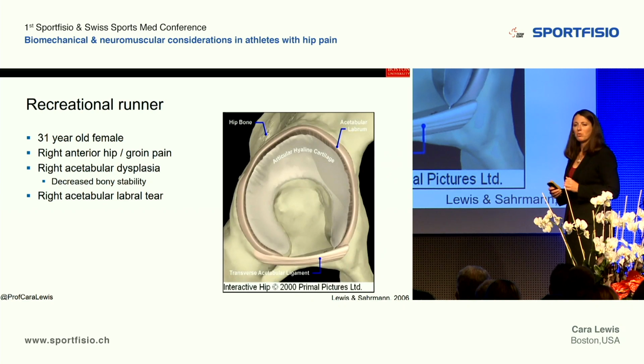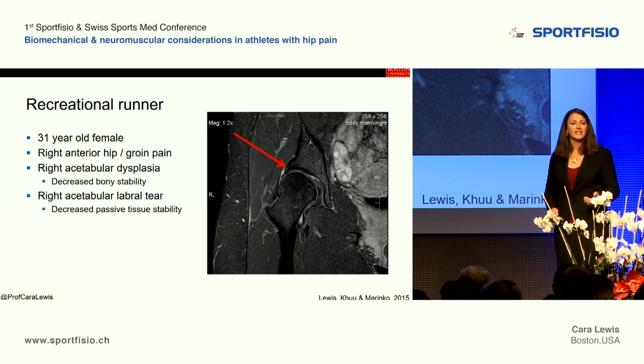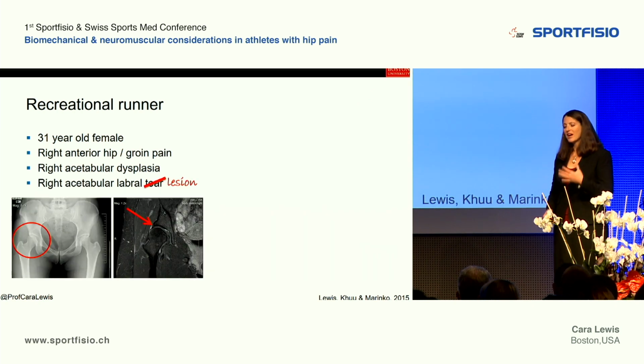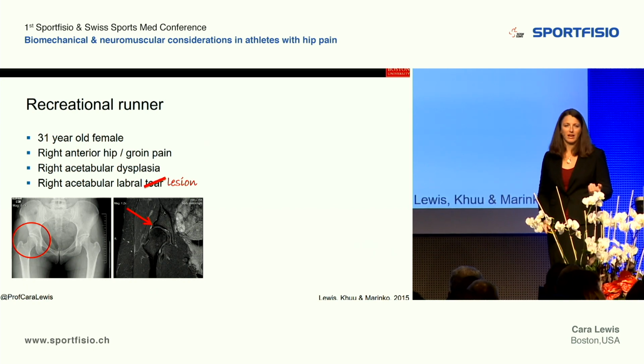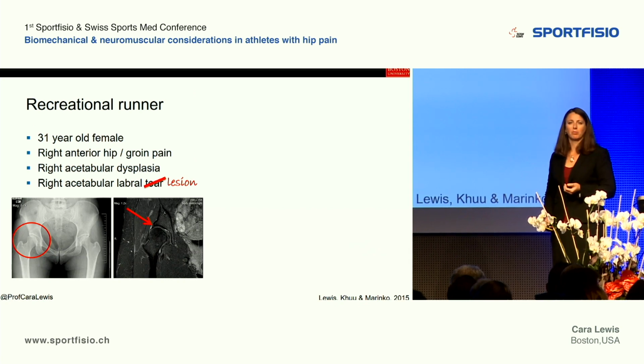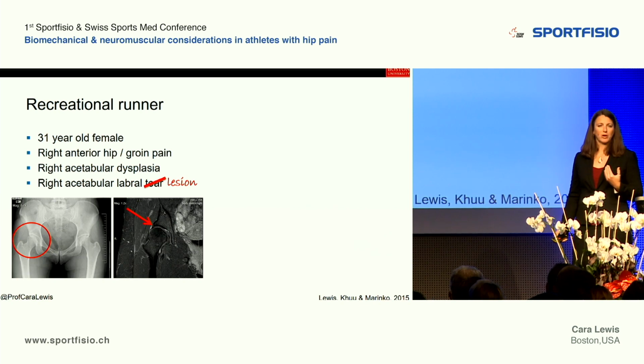And I agree with that terminology. So we've already heard what the labrum does. So it's there to add stability in multiple different ways and add that suction seal. And so we can interpret this for her when she has that tear as decreased passive tissue stability. So she has decreased stability from 2 different standpoints, from the bony standpoint and then also from the passive tissues around the hip. And so you can think then that for her, the problem must be the anatomy, because that's an anatomical problem. But as a physio, I like to look at what's going on with that person.